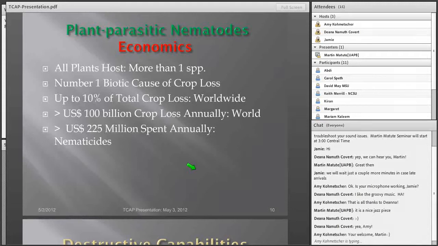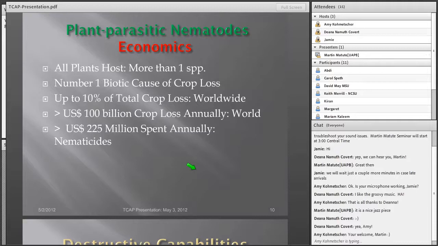Now, the only factor that is responsible for more crop loss per year than plant parasitic nematodes is drought. Drought only. So biotically, plant parasitic nematodes are the number one cause of crop loss the world over. And the statistics I have here, I'm talking about up to 10% of total crop loss worldwide. These are statistics of up to 1989.